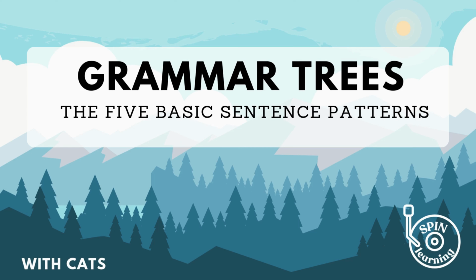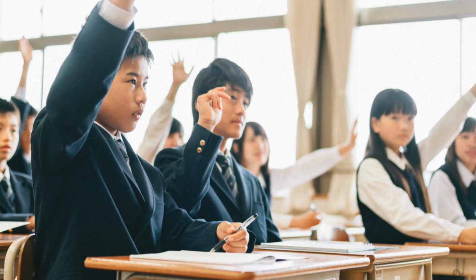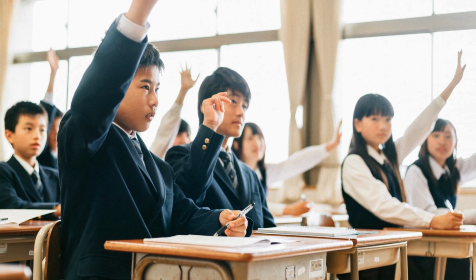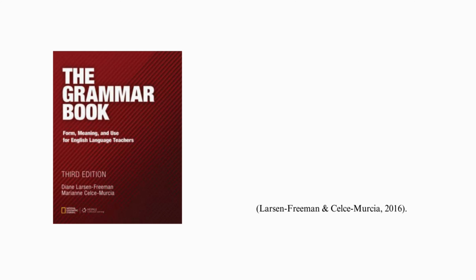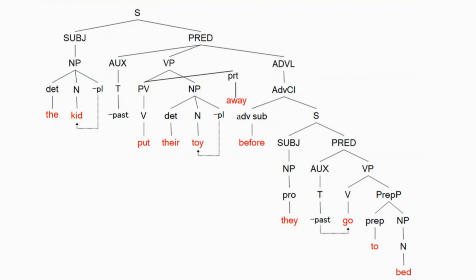Hi everyone. In this video, I'll walk through some sentence diagrams or grammar trees, and we'll focus our trees on the 5 basic sentence patterns. These patterns are commonly taught to students of English in the Japanese EFL context, and the rules for diagramming are from Larsen-Freeman and Celce-Murcia's grammar book. This is a pedagogical, not a linguistic grammar, so the rules and conventions may differ somewhat from other grammars.